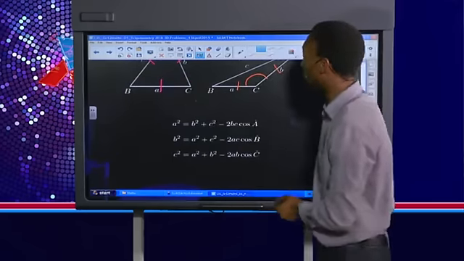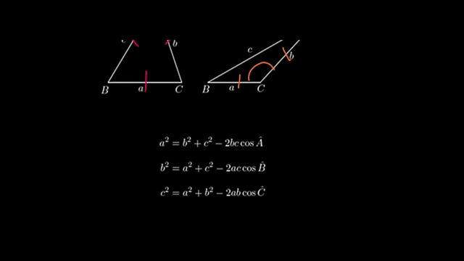Okay, let's look at it. So what does the rule say? It says that the square of one side is equal to the sum of the squares of the other 2 sides. Okay, so a squared is equal to b squared plus c squared.